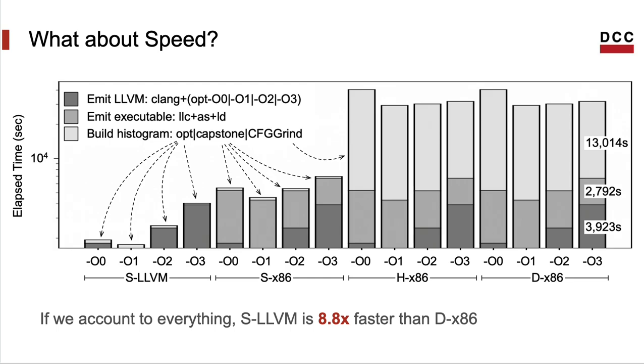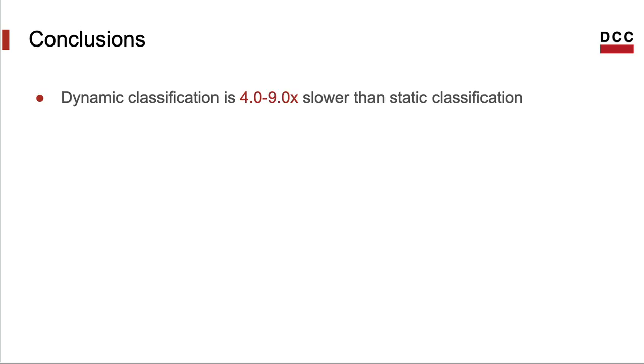But if we account for everything, time to compile and extract the histograms, then the cost of dynamic and hybrid classification is not much higher. It's 80 times the cost of using the LVM-based static classifier, and it's 4 times the cost of using the x86 static classifier. And, well, in the case of the dynamic classifiers, we don't really need to compile the program, so we could remove that to make the overhead lower. But the fact is that once we account for everything, dynamic classification is 4 to 9 times slower than static classification.